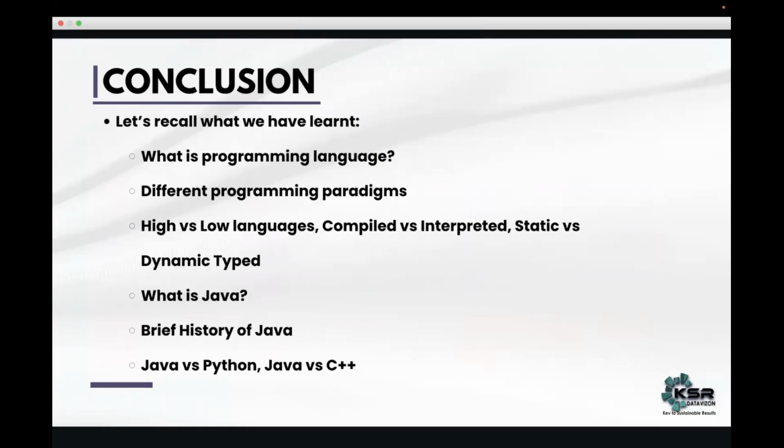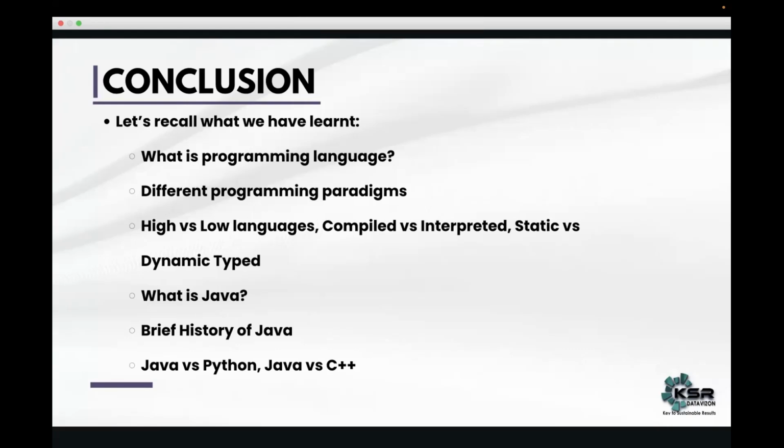Can anyone tell me what is a programming language? We'll revise because it's difficult for everyone to remember everything, right? I will explain everything in brief, and then we'll see some exercise for today. So you can just go home, think about the exercise, and come to tomorrow's class. We will discuss that part also. Okay.